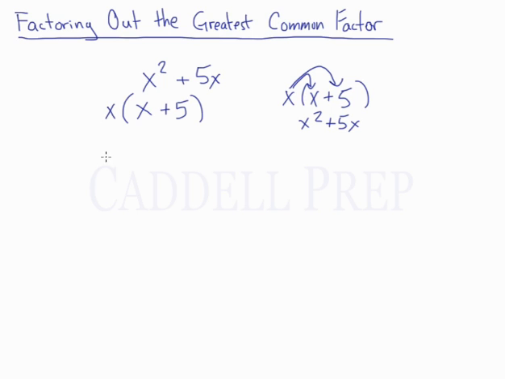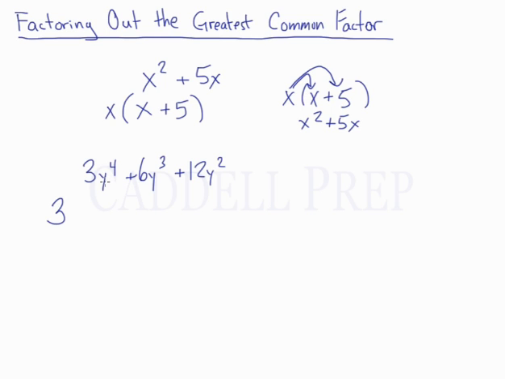Okay, let's look at a more complex example. 3y to the 4th plus 6y cubed plus 12y squared. First, let's figure out what the greatest common factor is of the coefficients. So 3, 6, and 12. The biggest number that goes into all of them is 3.